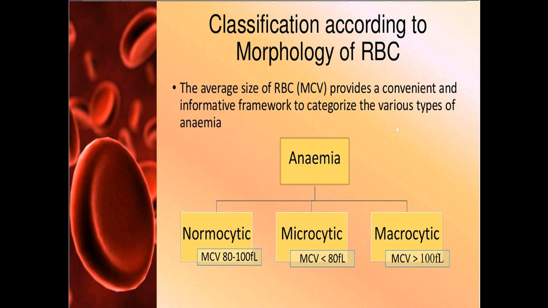Classification according to morphology of RBC: the average size of RBC provides a convenient and informative framework to categorize the various types of anemia. So first of all, there is normocytic, microcytic and macrocytic anemia, which are categorized on the basis of mean corpuscular volume. Normal mean corpuscular volume is 80 to 100 femtoliter, while less than 80 femtoliter is microcytic, and more than 100 femtoliter is macrocytic.